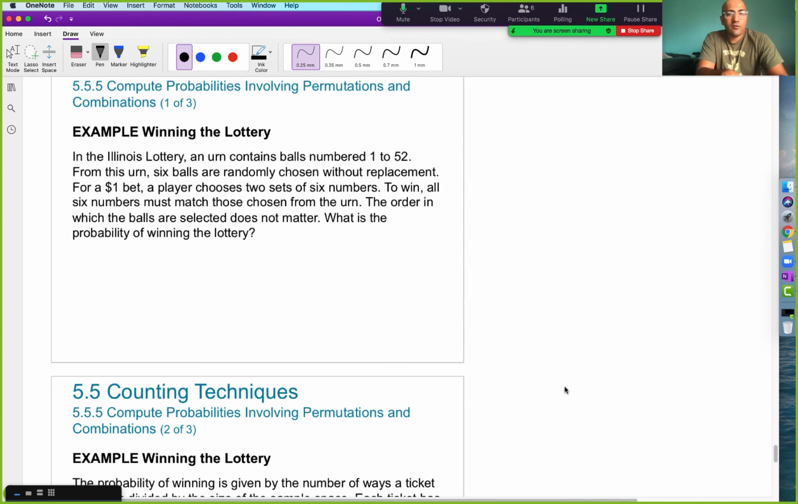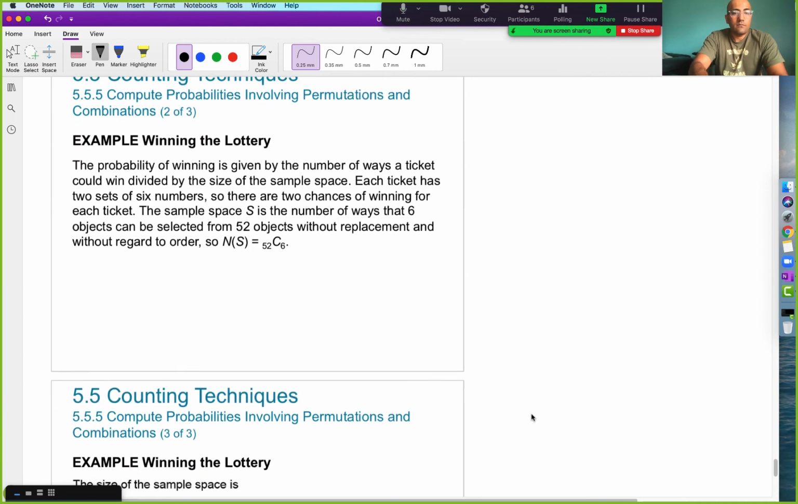Okay, so here, for the first time, we're not just counting things. We're going to use those techniques to come up with a probability. Good. Okay, so there are 52 different balls in my pool, from which I'm going to be selecting 6. I cannot select the same number more than once. That doesn't make sense. And the order in which I choose them does not matter. So that, to me, sounds like combinations. The probability of winning is given by the number of ways a ticket could win, divided by the size of the sample space. Each ticket has 2 sets of 6 numbers, so there are 2 chances of winning for each ticket.